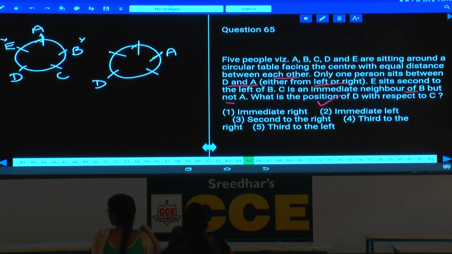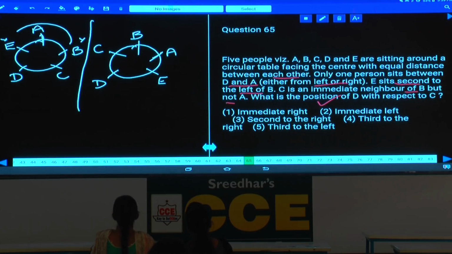And similarly, here also A and C are not adjacent to each other. Hence, C must be at this place. If C is here, then B will be here. If B is here, the person who is left over, E, will be here. There are 2 possibilities. Now E sits second to the left of B is given. In the first case, E is seated second to the right rather than left hand side, and this case is ruled out.